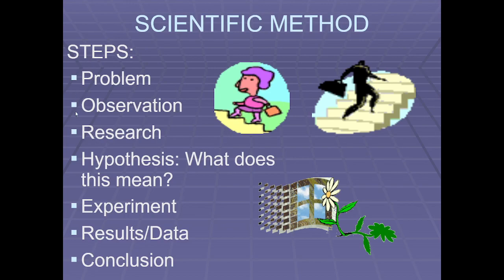Then, with your observations and research, you want to create a hypothesis. What is a hypothesis? It's an educated guess on what you think will happen in the experiment, which is the next step. So you will do the experiment based off your hypothesis and collect data, which are the results, and using the data and results, you will make a conclusion, and the conclusion is the final answer, and it should be similar to your hypothesis.